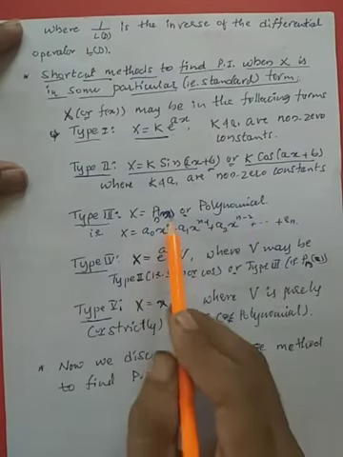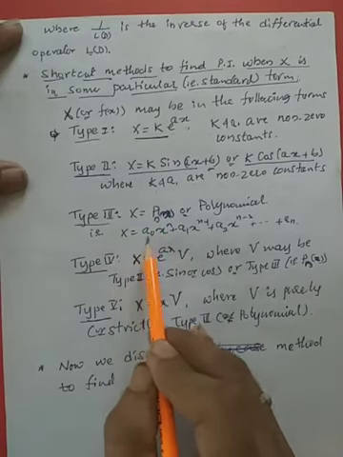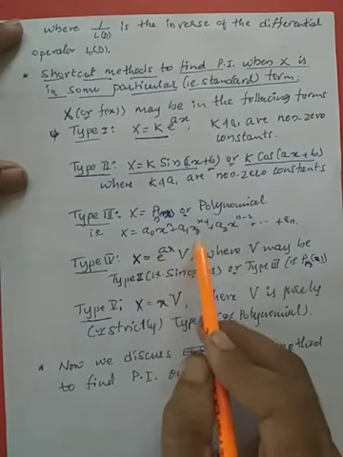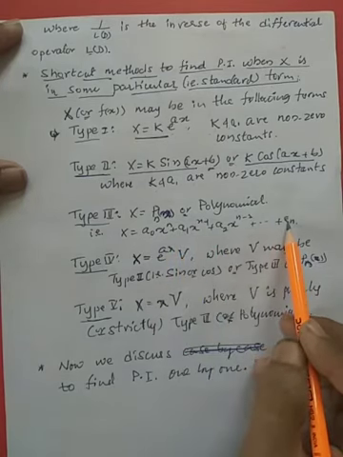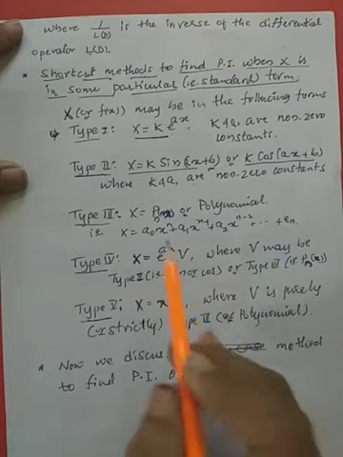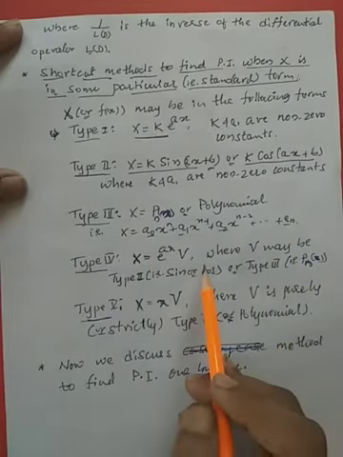It is denoted by Pn(x), that is, an nth degree polynomial. So it may be of the form x = a0 x^n + a1 x^(n-1) + a2 x^(n-2) and so on, up to an, where a0, a1, a2 and an, all these are constants.